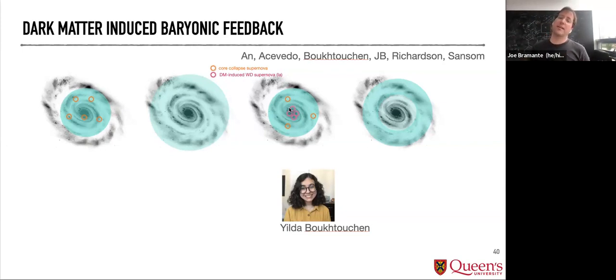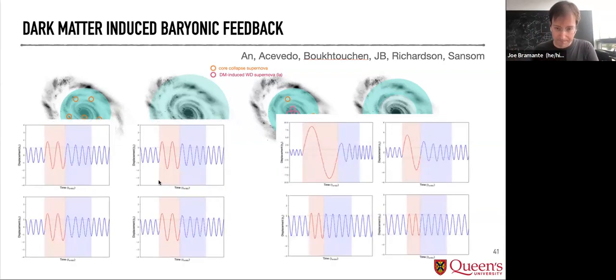So if you have white dwarfs forming at the center of your galaxy, those actually will tend to blow up faster in models where dark matter even causes a small fraction at the highest densities of your white dwarfs to blow up. And just to show you a bit of a difference that we'd expect for the dark matter induced feedback here on the right versus the typical core collapse or other supernova feedback here on the left.